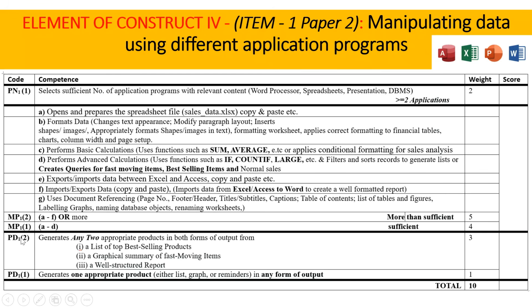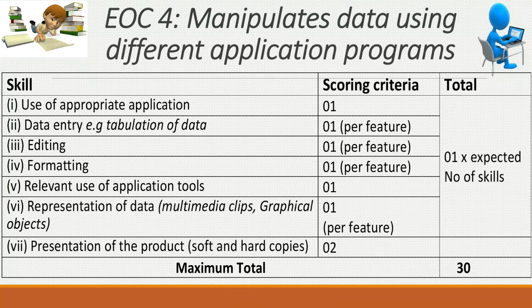P, this stands for the product. Now we are seeing if the candidate has generated any 2 appropriate products. For example, a list of top selling products, a graph summary of more of the fast moving items, and lastly, a well-structured report. If at least any of those 2 are in hard copy and soft copy, then the candidate has done well. So the product, and generally item 1, the score sheet, is around 9 to 10 scores, which are later converted to the 30 scale.